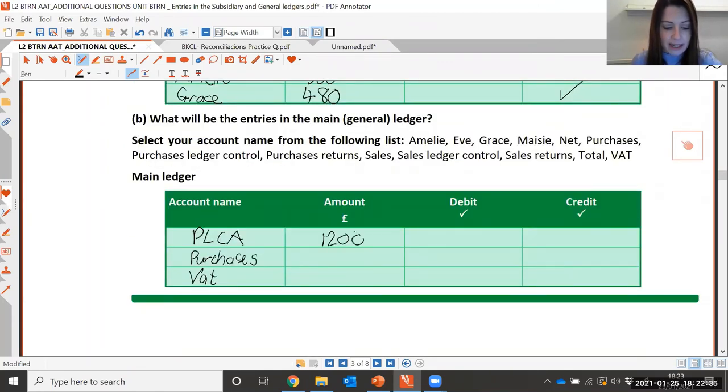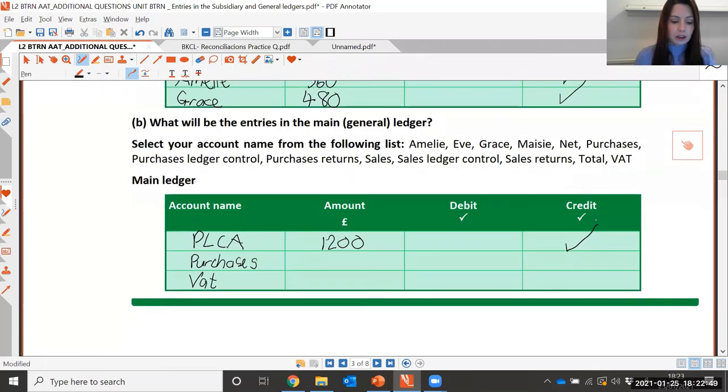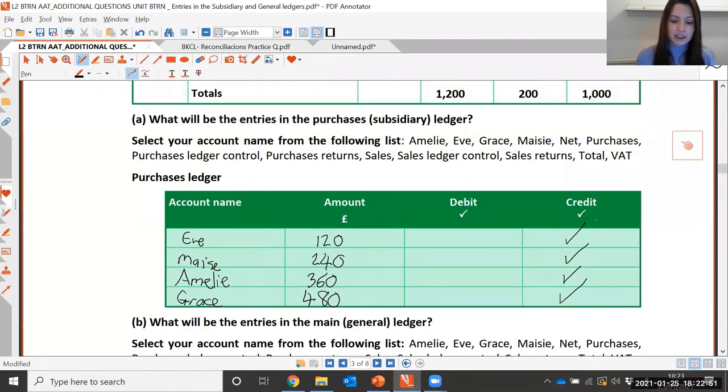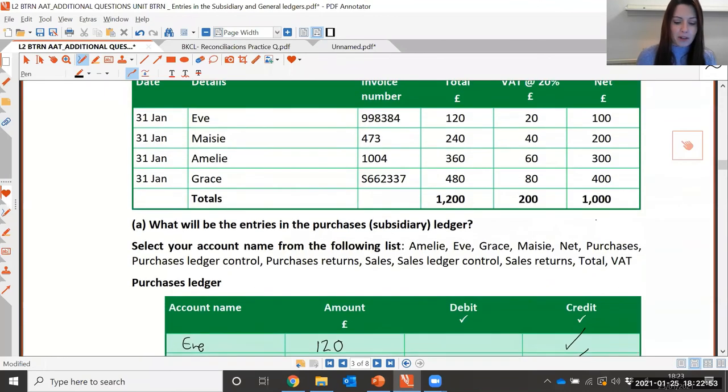Yeah. And would that be a debit or a credit? Good, Kirsty. Good, Noreen. So remember, whatever you do in the subsidiary account, you do exactly the same for the control account. So what amount would we put for purchases? And would it be a debit or a credit?